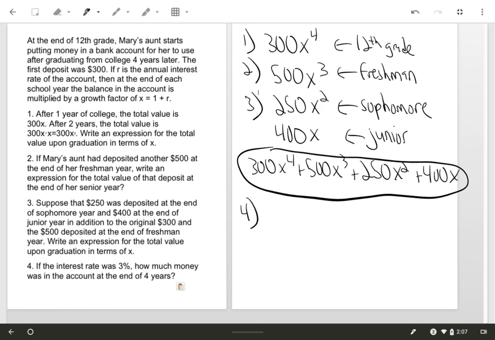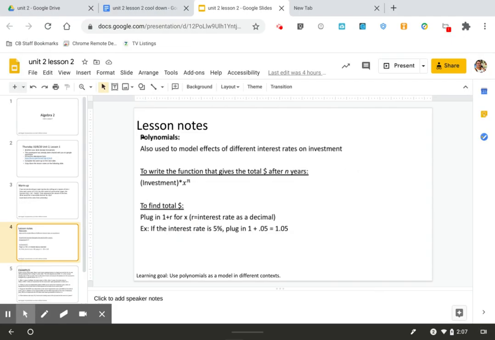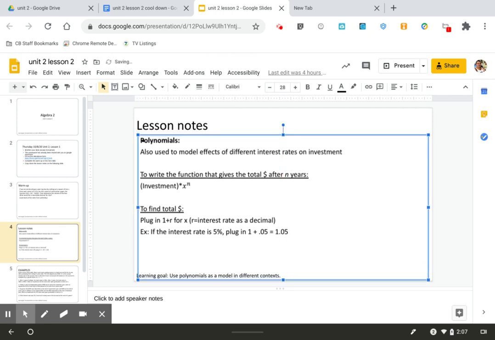Number 4, well, what if the interest rate is 3%? So if the interest rate was 3%, how much money was in the account at the end of 4 years? So in this case, to find total money, we want to look at this second part right here. To find total money, plug in 1 plus r for x. R equals the interest rate as a decimal. Example, if the interest rate is 5%, I'm going to plug in 1 plus 0.05.